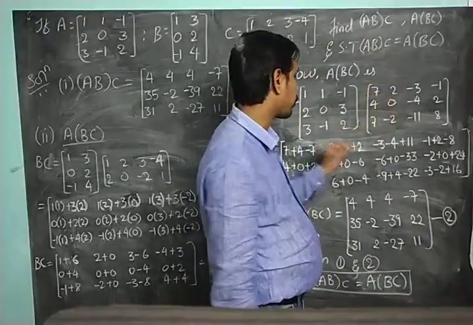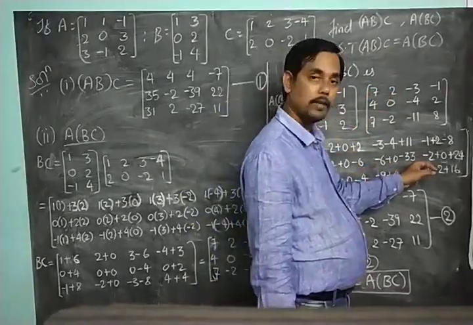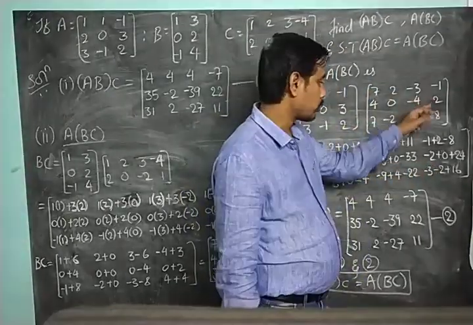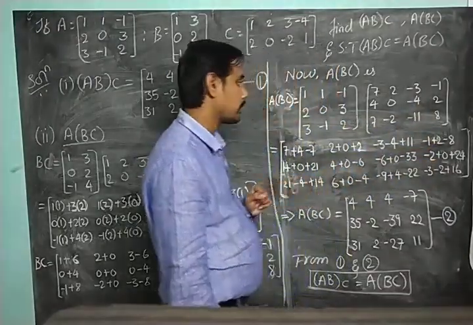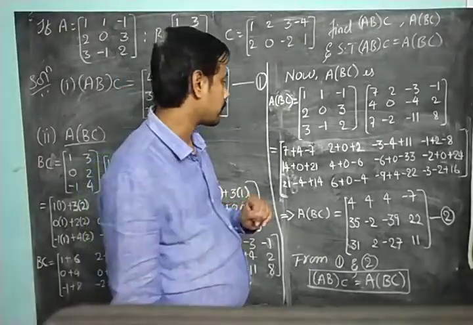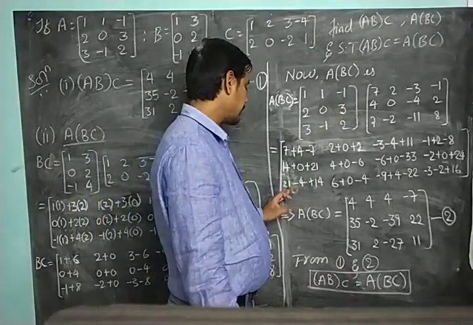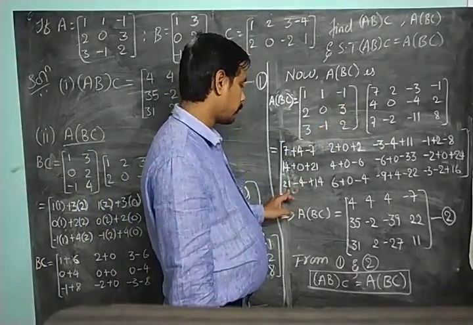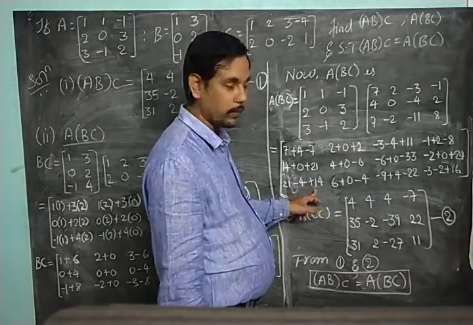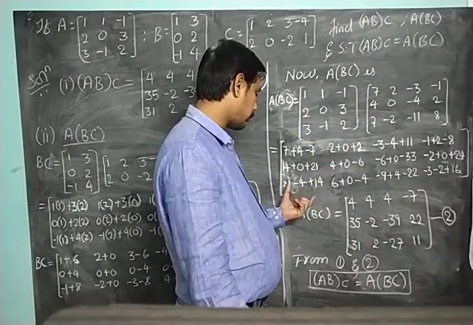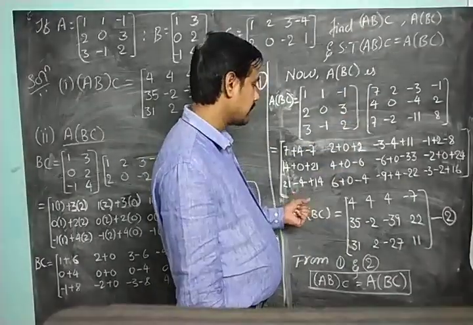Now second row with fourth column, 2 into minus 1, minus 2, 0 into 2, 0, 3 into 8 is 24. Now the second row is finished. Now we need to solve for the third row. 3 into 7, 21, minus 1 into 4, minus 4, 2 into 7, 14. This is about the first column. Third row multiplied by first column, what do you get? 21 minus 4 plus 14.